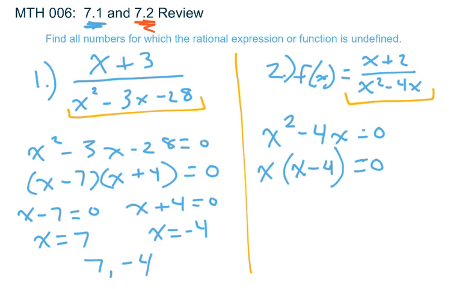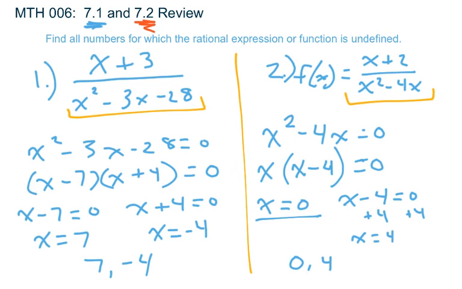From here, we set each factor equal to 0. So we have x equals 0 and x minus 4 equals 0. Well, this one's already solved for 0, so we know one of our values is going to be 0. Then if we add 4 to both sides, we know x is equal to 4, so 0 and 4 would be where this function would be undefined.